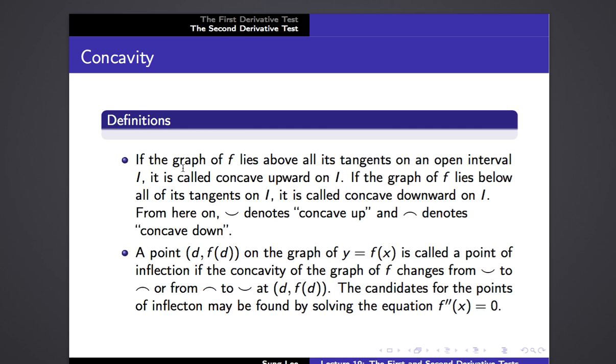If the graph of f lies above all its tangents on an open interval I, it is called concave upward on I. If the graph of f lies below all of its tangents on I, it is called concave downward on I. Okay, so what does this mean?